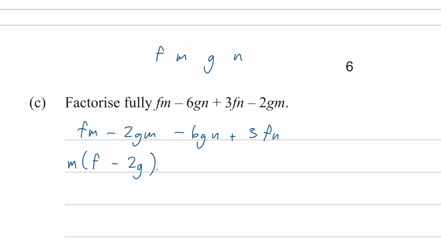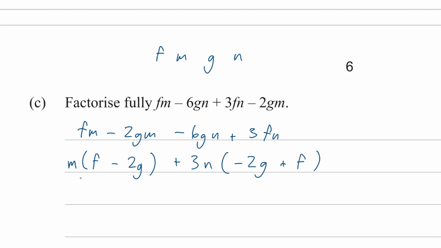And for the second two terms, we have an n in common and a 3, right? Between the 6 and the 3. So we have plus 3n, and we're left with, the first term would be minus 2g, right? 3n times minus 2g is minus 6gn, and in the second term, it would be plus f.